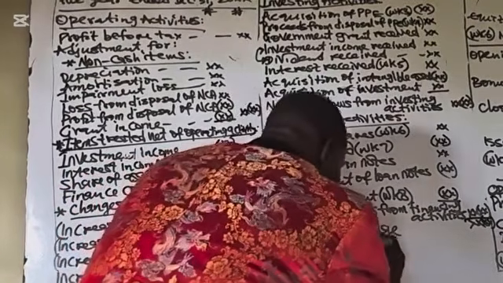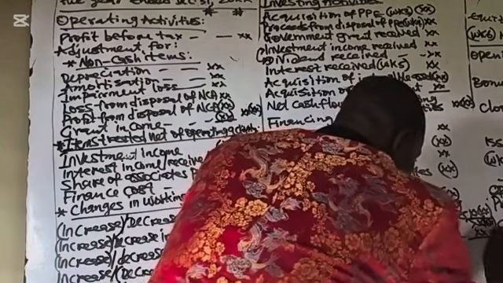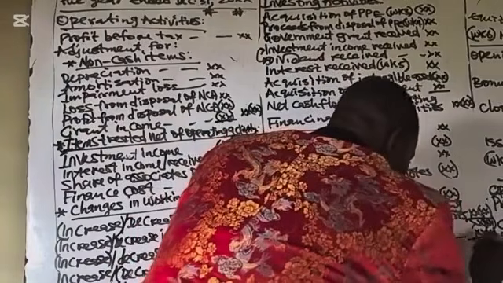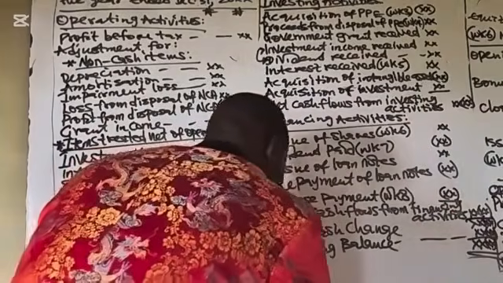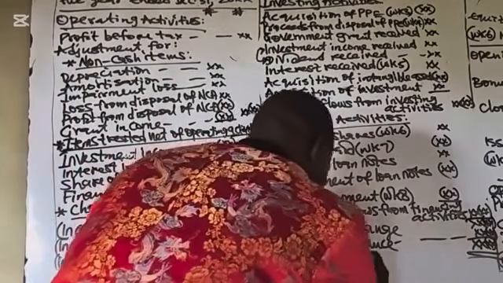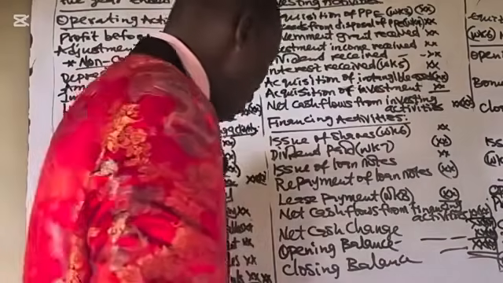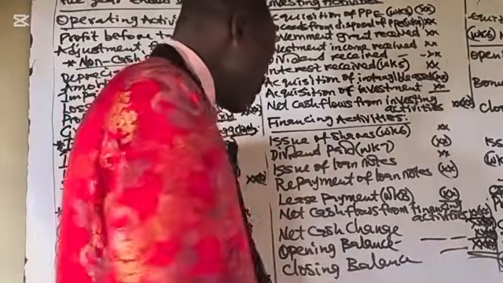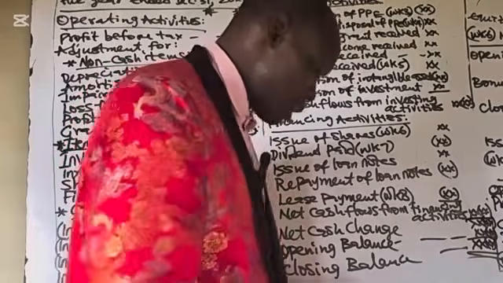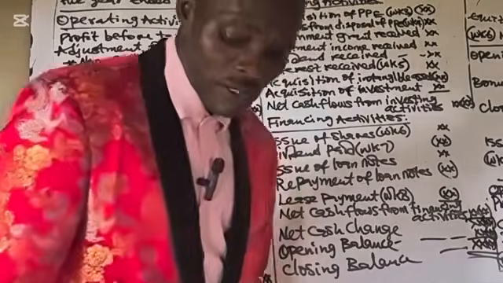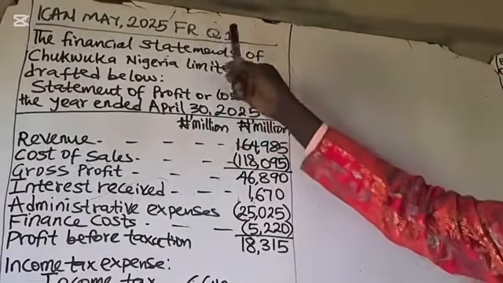Then you now add opening balance in respect of your cash or cash equivalent. The opening balance could be plus or it could be minus. So you now have the closing balance, which could be plus or minus as well. The opening and closing balances may comprise the cash in hand, cash at bank, short-term investment, and the bank overdraft.